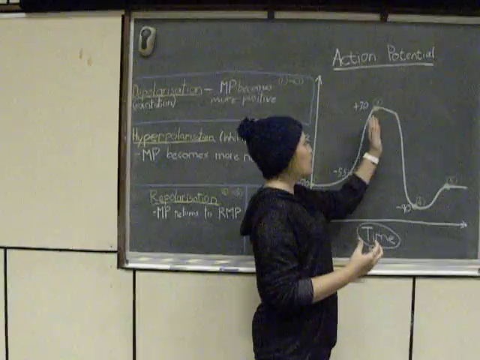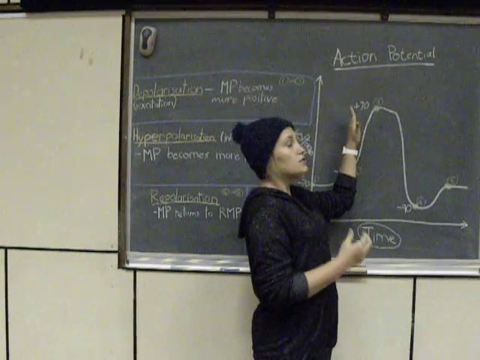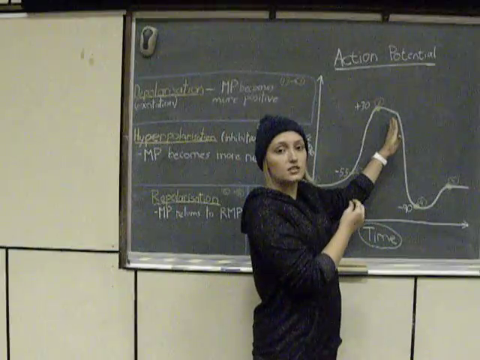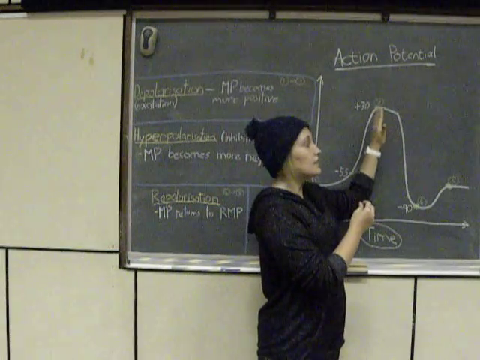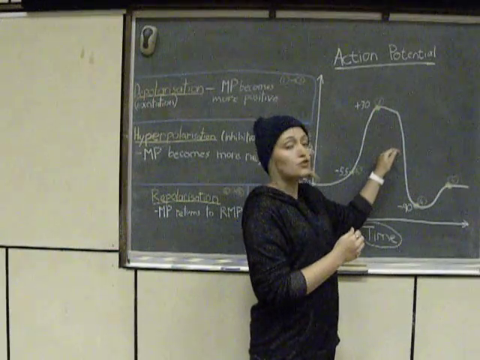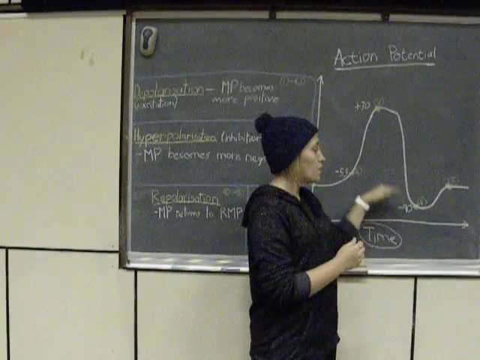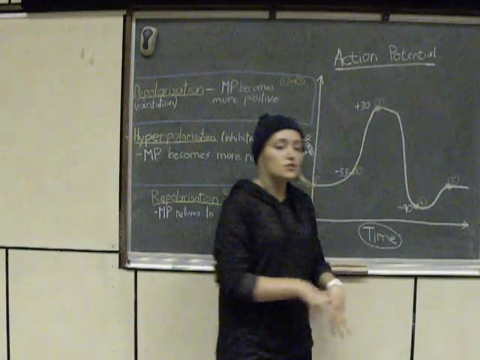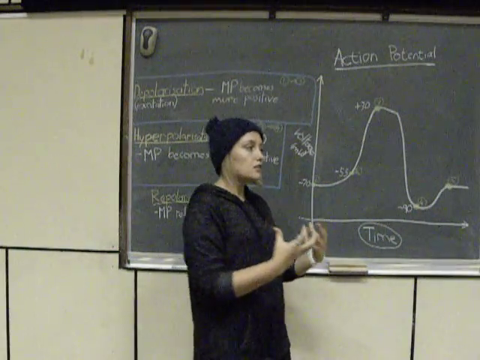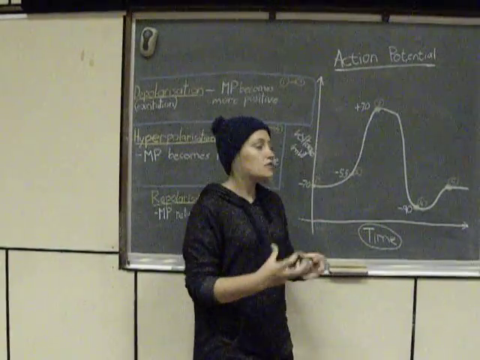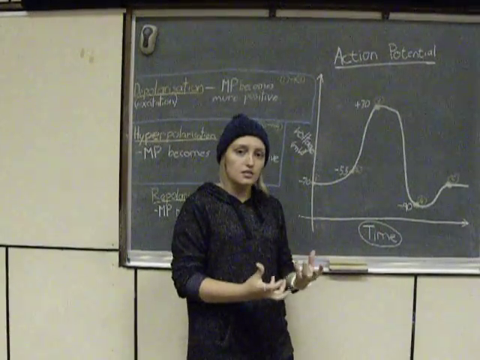So after that happens, as your sodium voltage-gated channels have now closed, your potassium voltage-gated channels have now opened, there's an efflux of potassium ions, making your membrane potential drop. In some cases, it will drop past your resting membrane potential. And then when it gets down to negative 90 millivolts, this is when the potassium voltage-gated channels close, because it's becoming too negative inside the cell now.